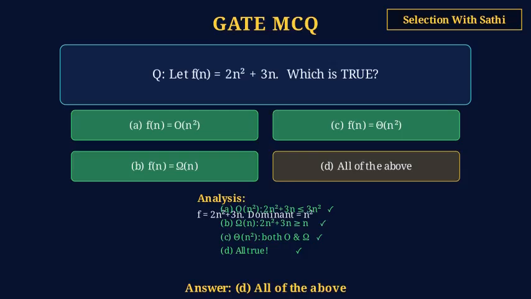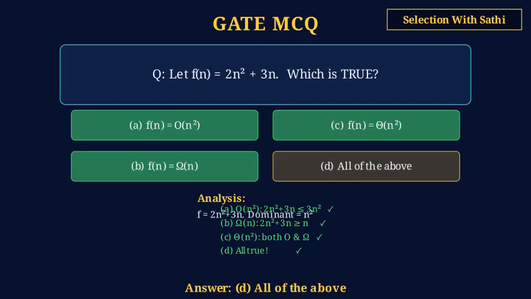Let's check each one. Option A, 2n squared plus 3n is at most 3n squared for n greater than or equal to 3. So O of n squared is true. Option B, 2n squared plus 3n is at least 2n for all n greater than or equal to 1. So omega of n is true.